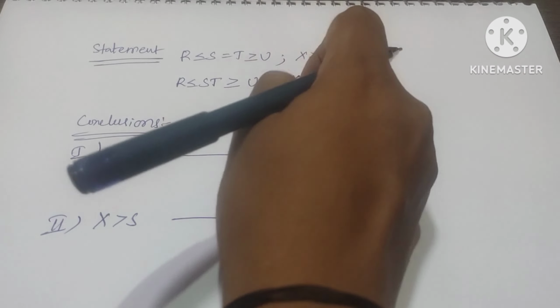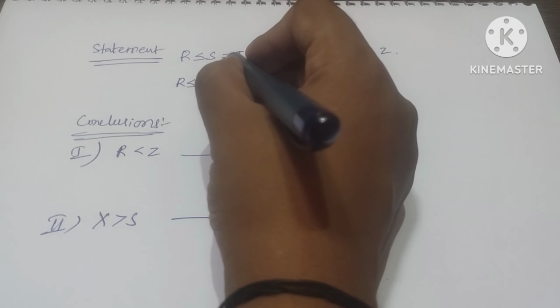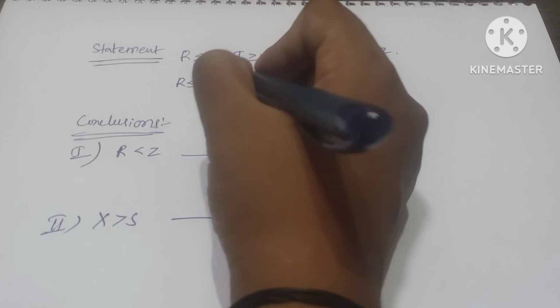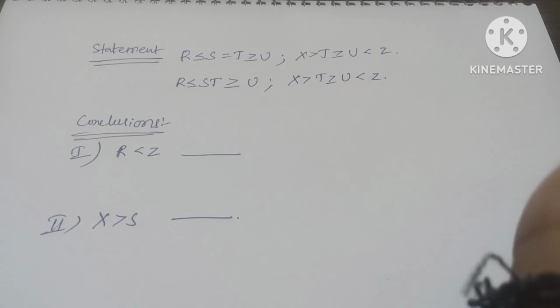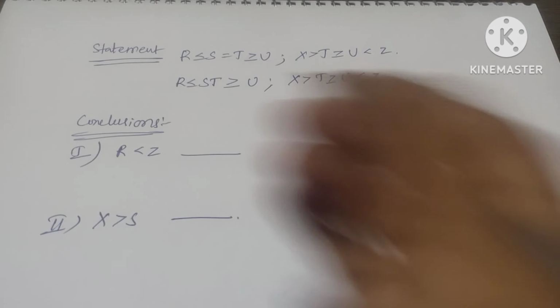Here these are the statements and these are the conclusions in this particular question, okay? In the statements, they have provided the equals to symbol. I have written it as ST by removing the equals to symbol, okay? Now, conclusions. We have to go with the conclusions first, right?